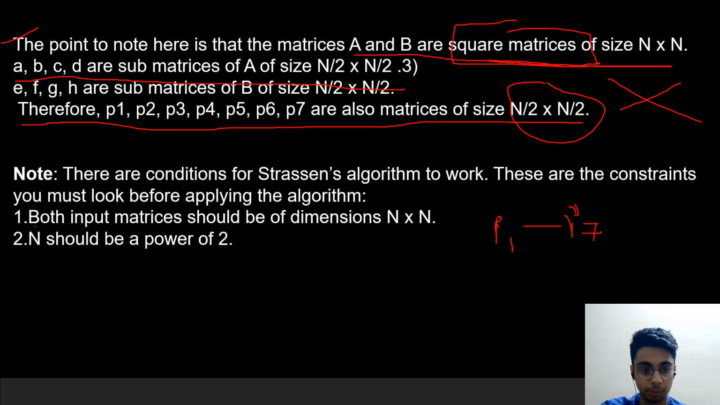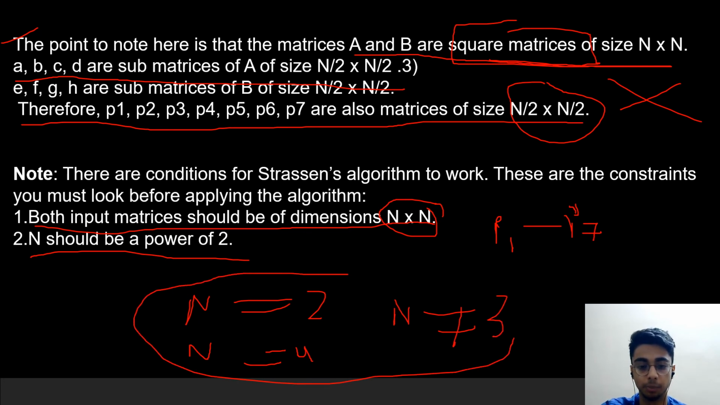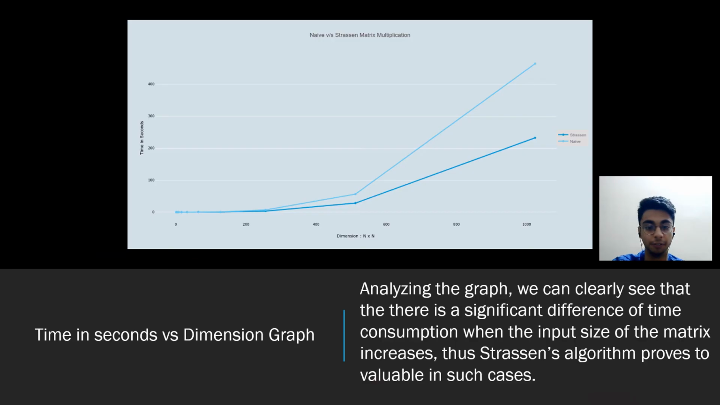So the condition is both input matrices should be of dimension n into n. That is what I said, that they are square matrices, and that n should be a power of 2. So n can be equal to 2, n can be equal to 4, but n cannot be equal to 3. So that's the basic point of this, that n should be a power of 2. That is also one thing that we have to check before we implement Strassen's algorithm. So these constraints are also very crucial, and kind of dragging the algorithm down from being perfect.